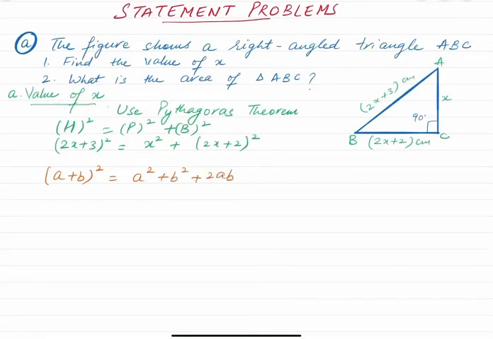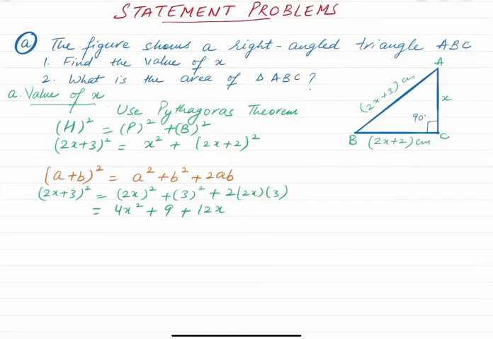So we have to open this formula. We need to use the formula to open (2x plus 3) whole square, and similarly (2x plus 2) whole square. First open (2x plus 3) whole square, which can be written as a square, which is (2x) whole square, plus b square, which is 3 whole square, plus 2 times a, which is 2x, and b, which is 3. So (2x) whole square can be written as 4x square. 2 twos are 4. 3 threes are 9, and 2 times 2x times 3 gives you 12x.